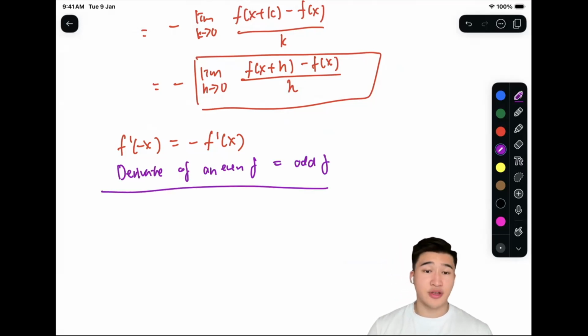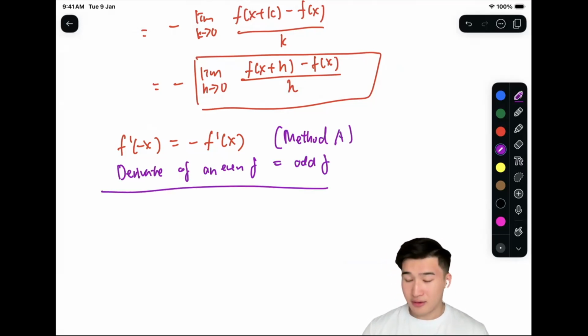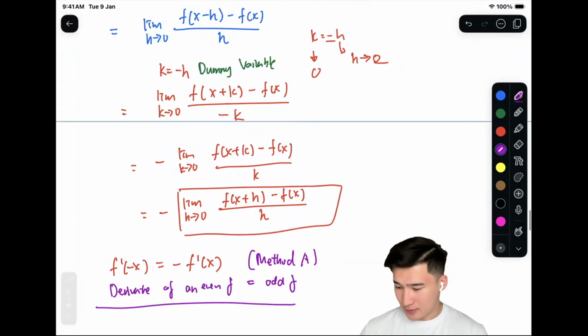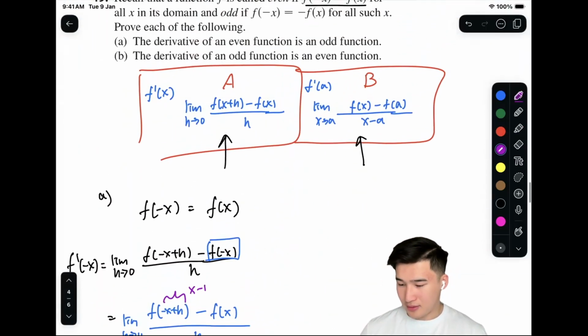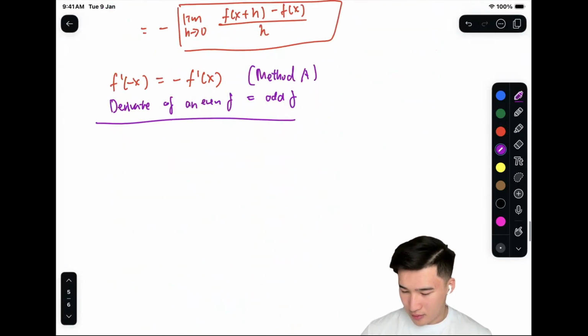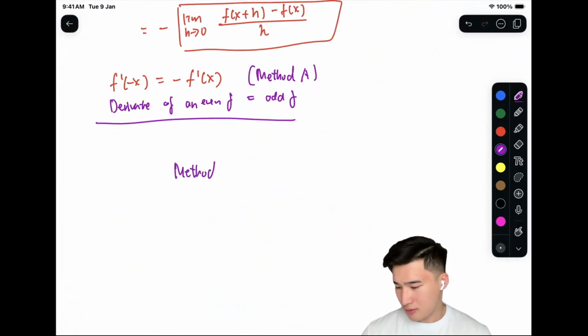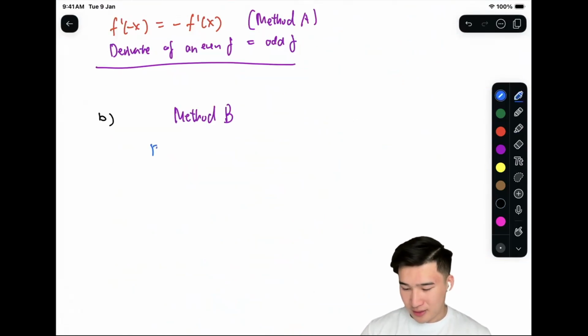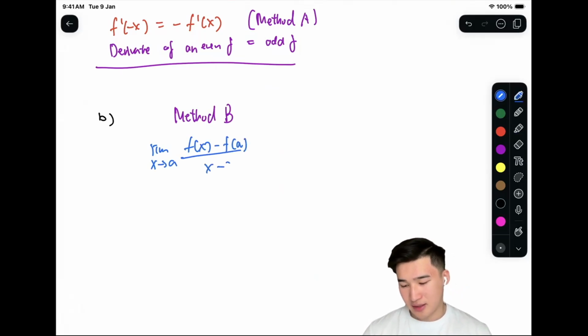Okay, so this is the first one, where we use method A. So now let's just try and use method B. Okay, so method B, we're going to use this one. Okay, now we're going to do method B. Method B. Okay, so let me just write the general form here, limit x to a, f of x minus f of a, over x minus a.